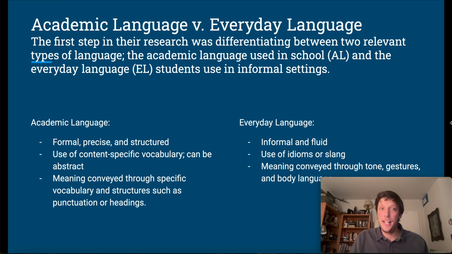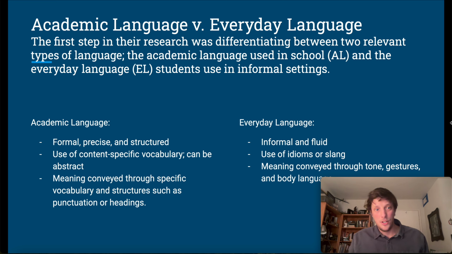So let's start by defining exactly what academic language is. The first thing about it is that it is formal, precise, and structured. In the MAT program, we are encouraged to have all of our communications, both with peers and professors, begin with a formal greeting, a message, and conclude with a formal signature. Everyday language, by contrast, would likely not use this structure every time. It is much more informal and fluid and does not rely on predetermined structures and patterns.